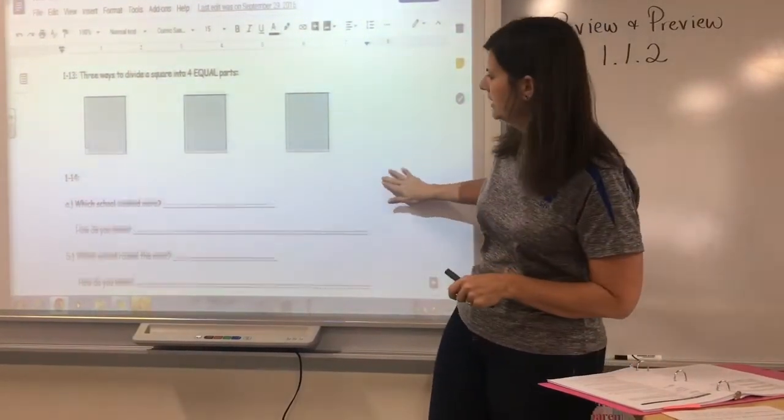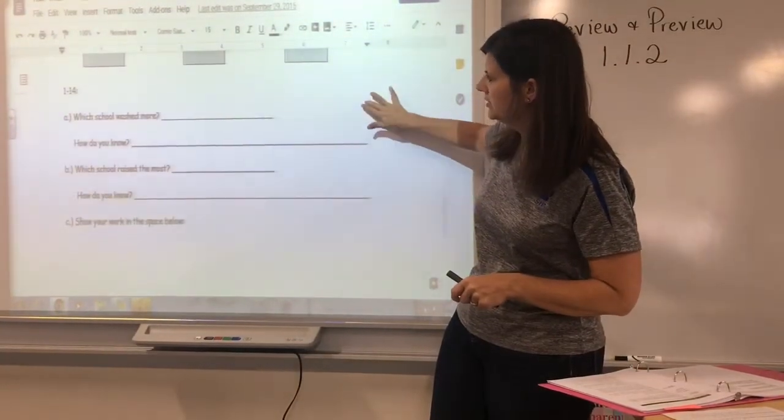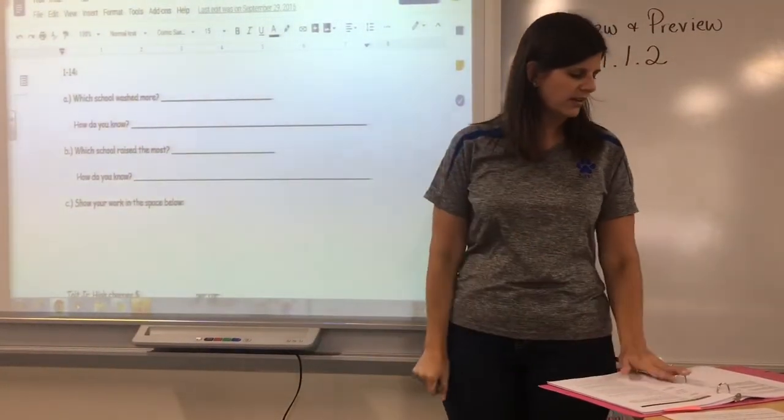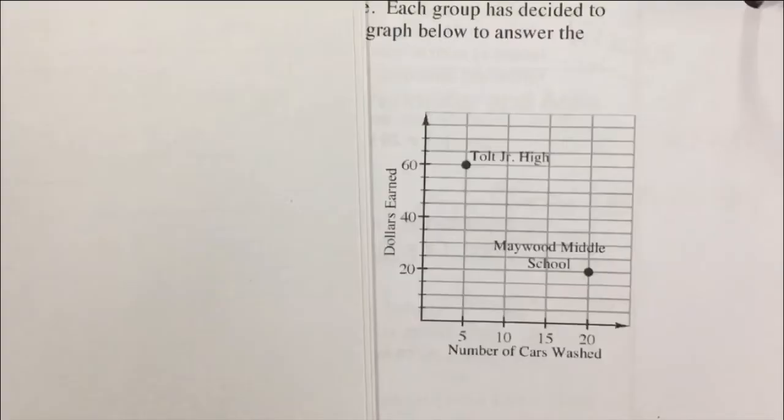The last one we've got is question 14, and there's an interesting graph that you need to check out there in your ebook. You're going to see only 2 different points on this graph. Each point tells you about 2 different schools. But what's interesting is that each point actually tells us 2 different things about these schools. Each point tells us the amount of money they've earned. You should be able to see that on the vertical axis. Each point also tells us the number of cars that each school has washed, and you're going to find that along the bottom across the horizontal axis.